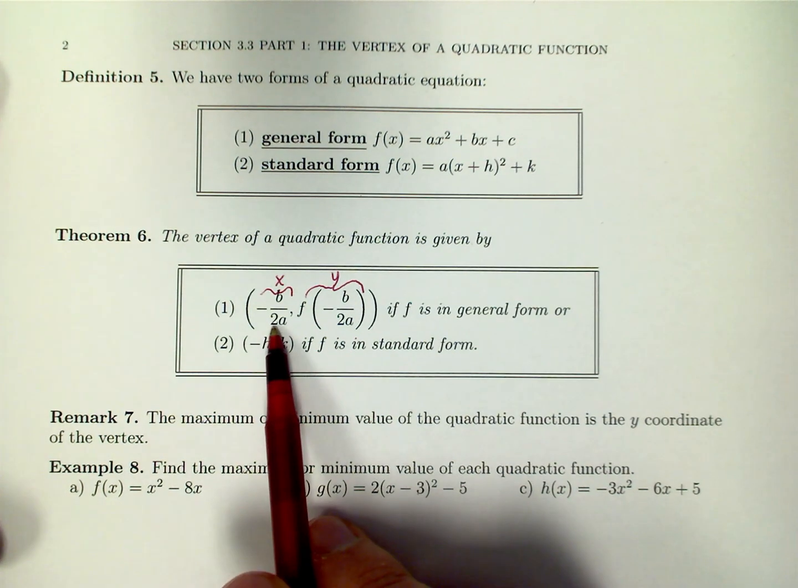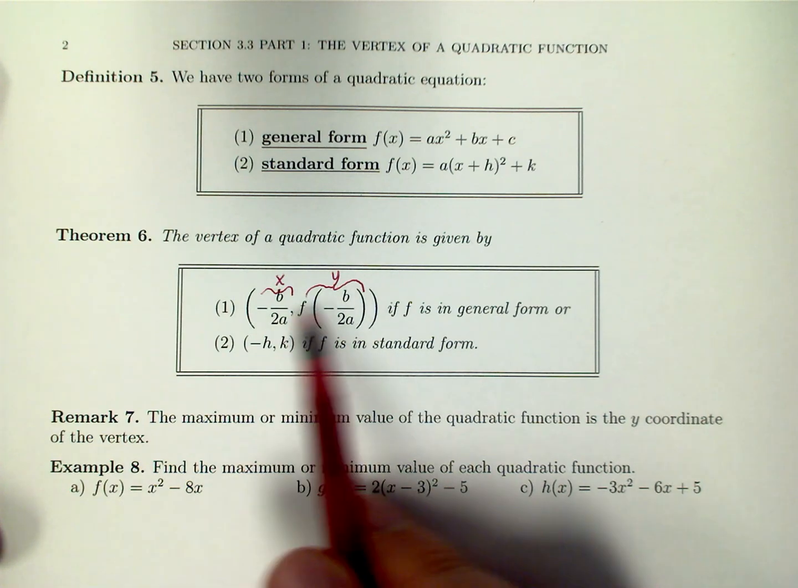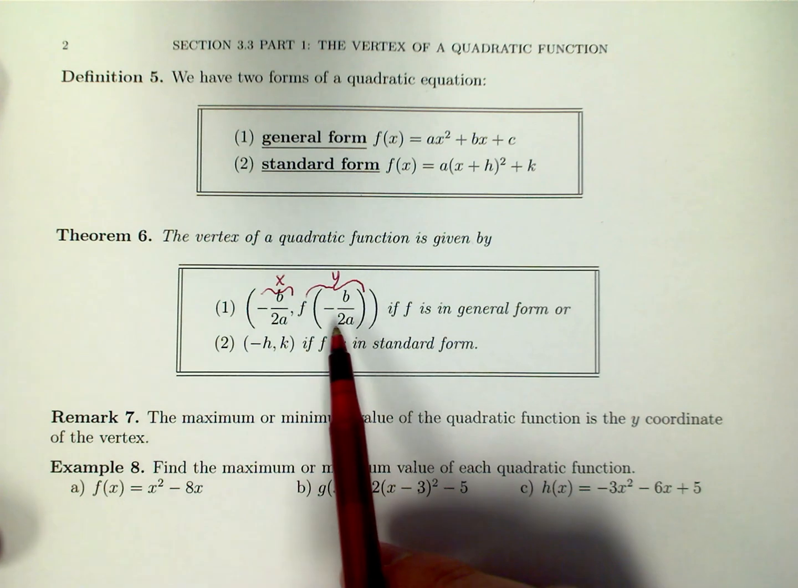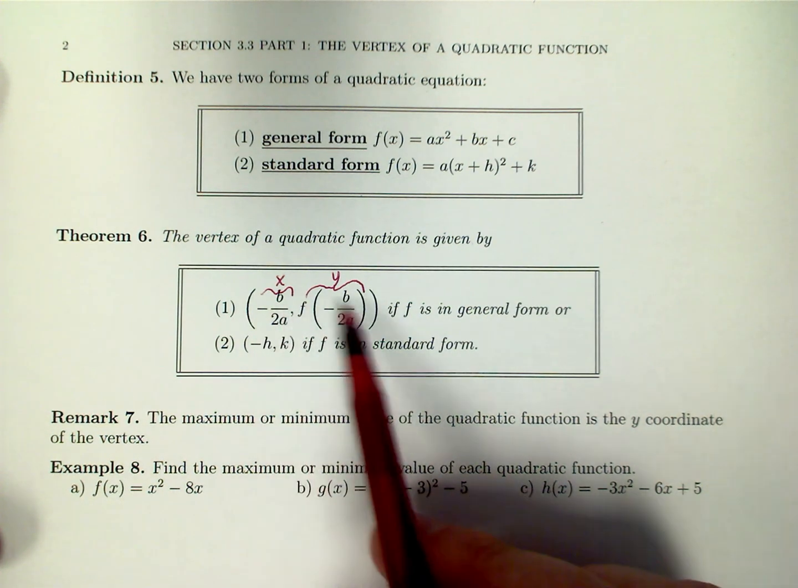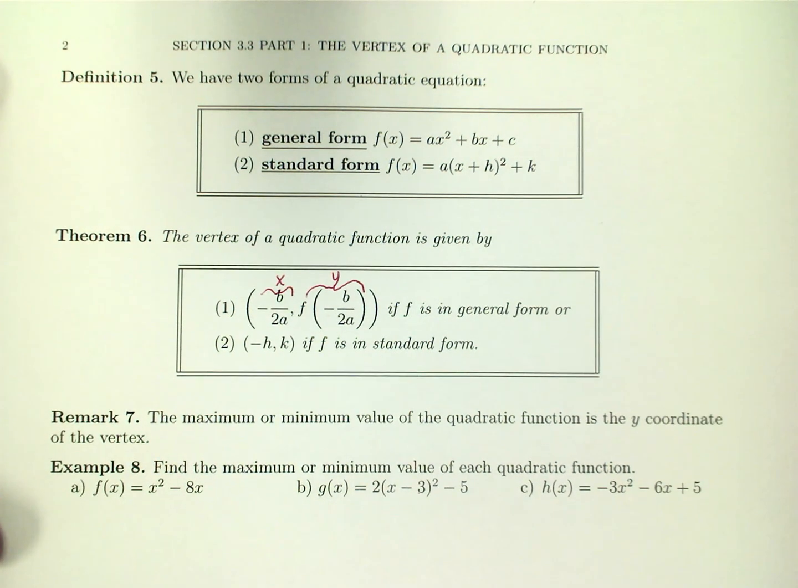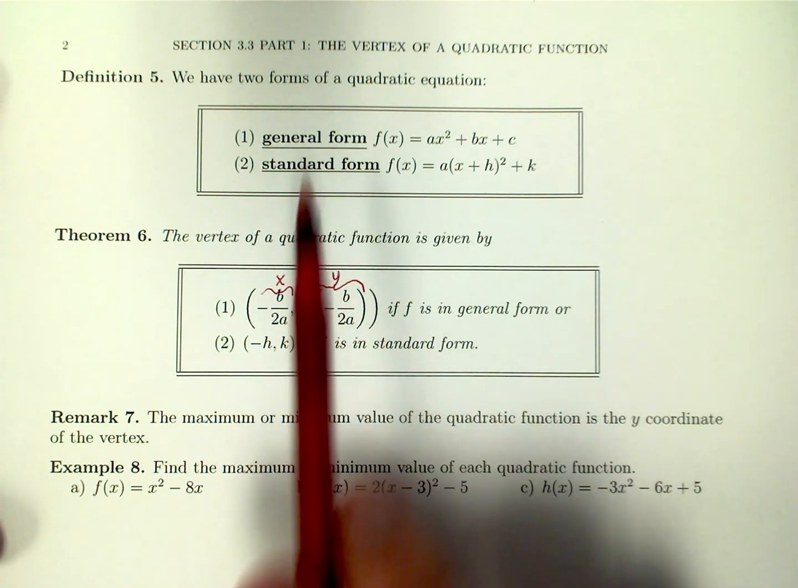So the x is given by negative b over 2a. And then the y, since this is a function, you can just take that value and plug it into your function. So really the only part of that you have to manually compute is this, then you just plug that into whatever your given function is. And that's if it's in the general form, okay?